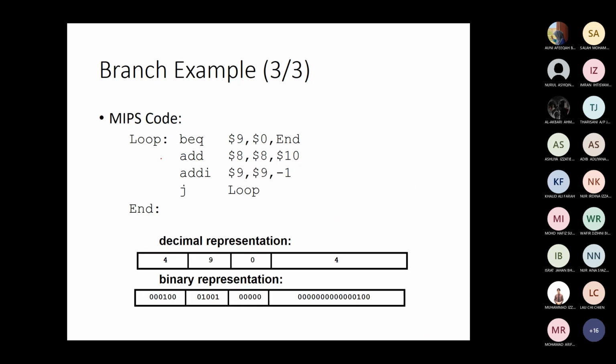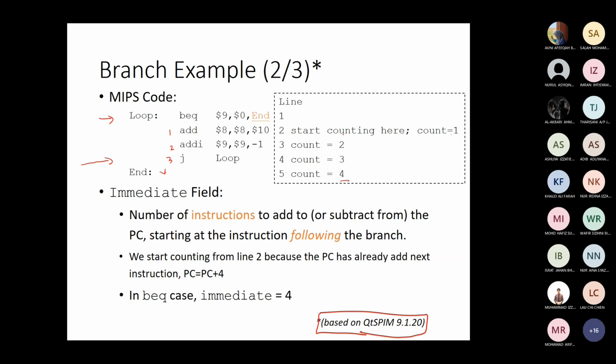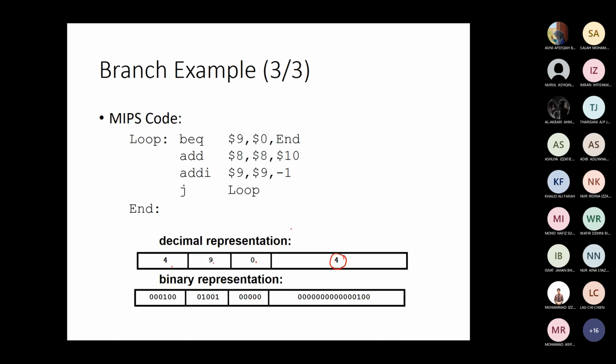So how do we write the code? BEQ register 9, register 0, and then END, right? BEQ is 4, RS is 9, RT is 0, and then the number of instructions that we need to jump: 1, 2, 3, 4. So our immediate is 4. Only 4 instructions we need to jump. So we put a 4 here.